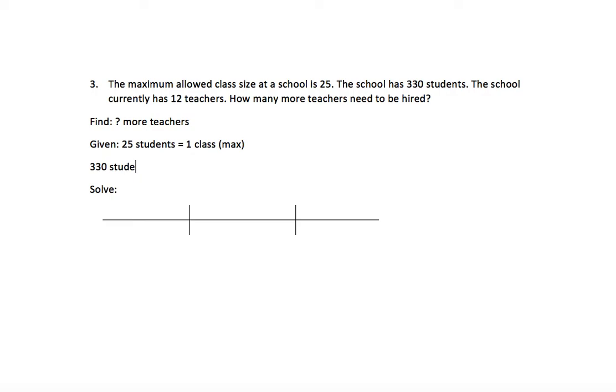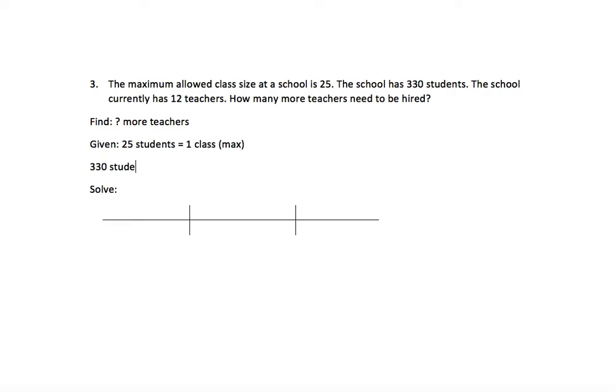So if we had 13 classes, we'd have a few students left over without a class, and because that's the max class size, we can't put the leftover students into one of those 13 classes. So this is one of those cases like with the balloons where we have to round up. So there have to be 14 classes.